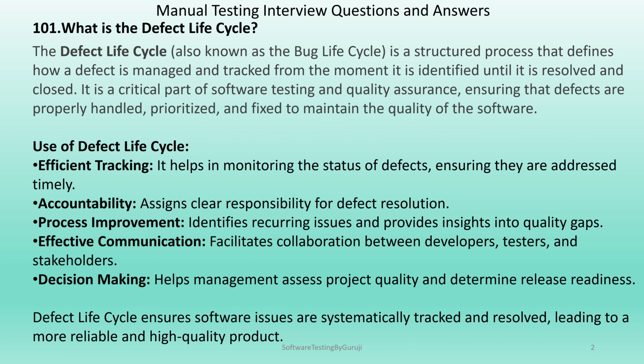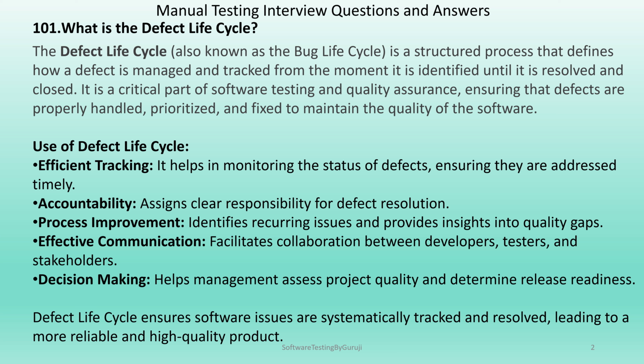Question is, what is defect life cycle? The defect life cycle, also known as the bug life cycle, is a structured process that defines how a defect is managed and tracked from the moment it is identified until it is resolved and closed. It is a critical part of software testing and quality assurance, ensuring that defects are properly handled, prioritized and fixed to maintain the quality of the software.